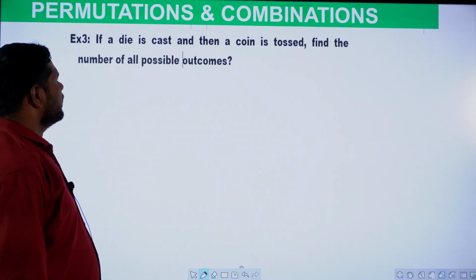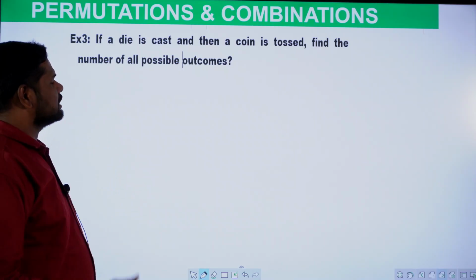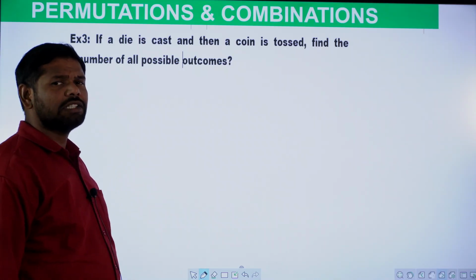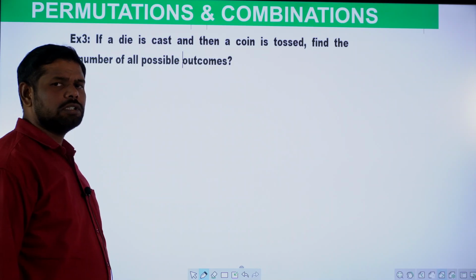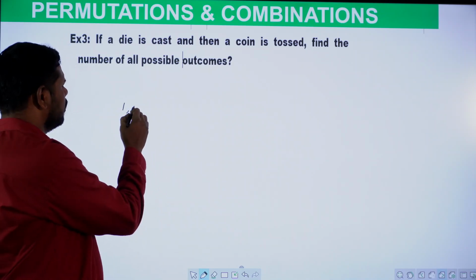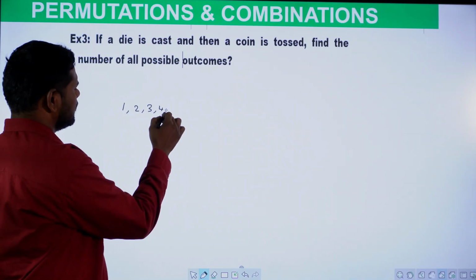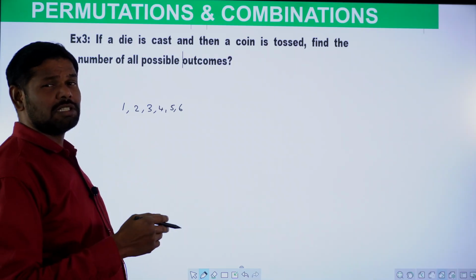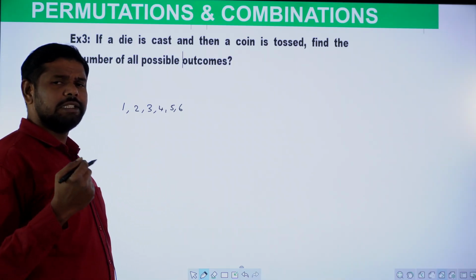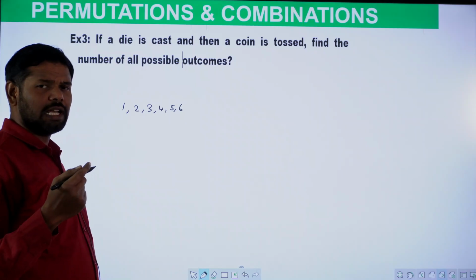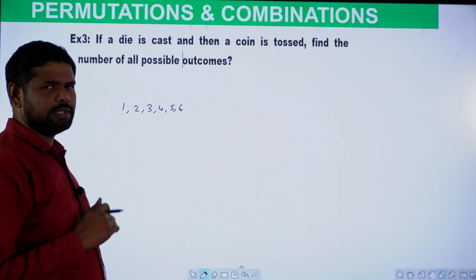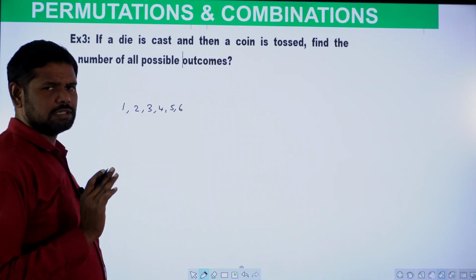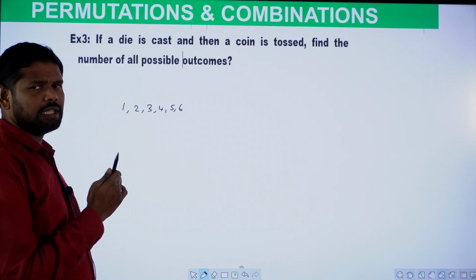Next one. If a die is cast, a die is nothing but 6 faces. So the 6 faces may consist of 1, 2, 3, 4, 5, 6. Not only numbers, maybe in some questions symbols, in some questions colors, whatever it is. The 6 faces have 6 different unique objects or 6 similar objects, whatever it is. So 6 faces are there.